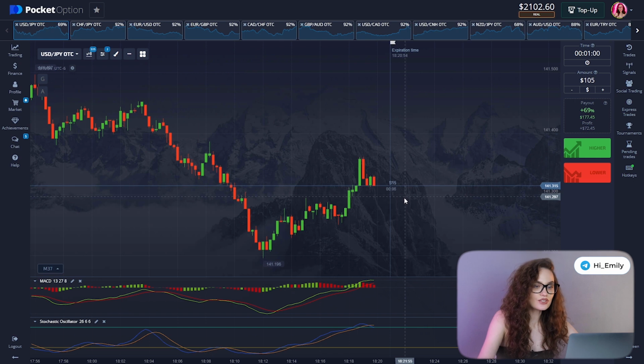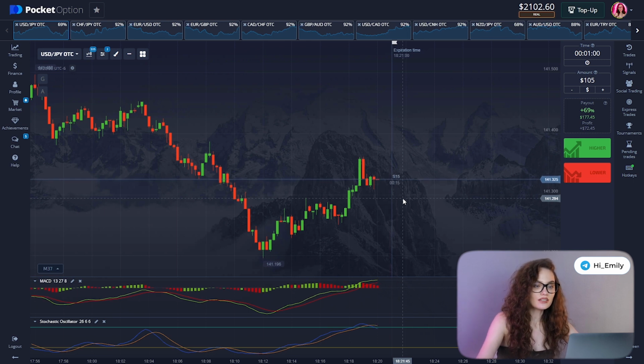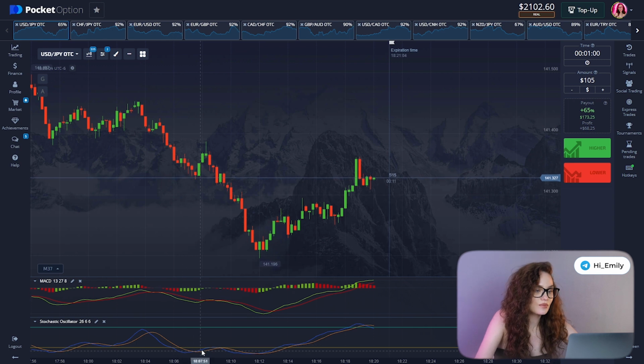So, in this strategy, our entry point is a double simultaneous intersection of two indicator lines. For example, here's the same situation. Here both indicator lines crossed at the same time.